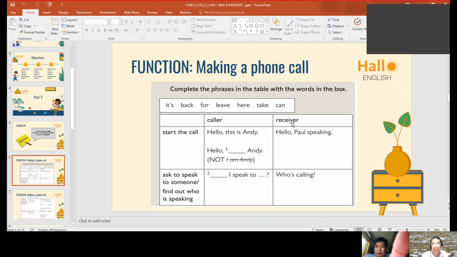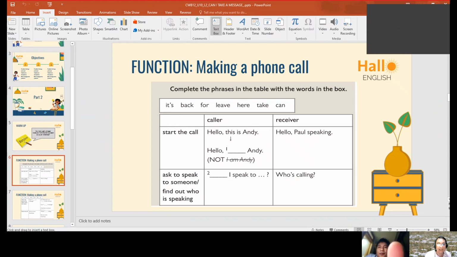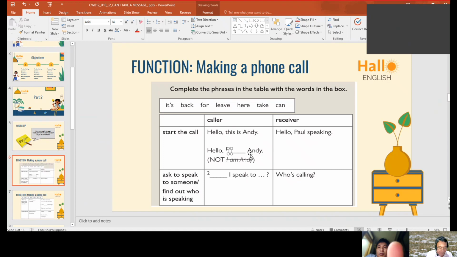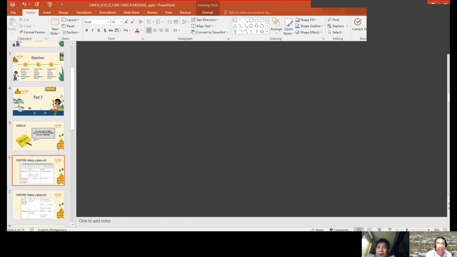With the caller and the receiver. So the one that I mentioned a while ago, the caller is the one who is calling, and the one who is going to receive would be the receiver. So to start the call, the caller is going to say, hello, this is Andy. So, hello, blank Andy. What do you think would be the correct answer here? It is Andy. Okay, hello, it's Andy. So that would be it's.